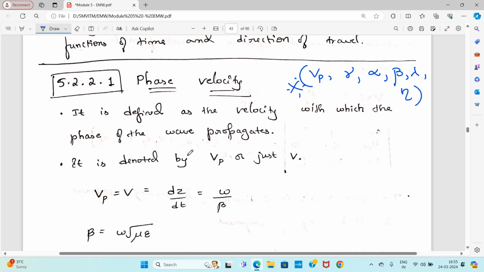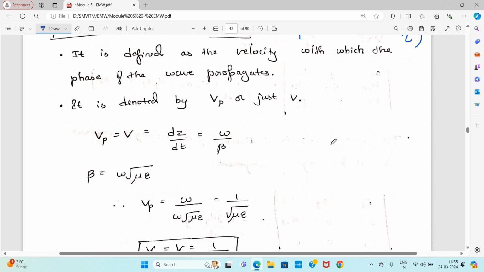So as you can see, it is nothing but the velocity with which the wave is traveling or propagating. And we can either write it as VP, which stands for phase velocity, or just as V, velocity. And it is nothing but distance by time. We know that the wave is traveling in z direction, so it is dz by dt. The distance traveled is in z direction, so dz by dt. Or another way I can write it is omega by beta.